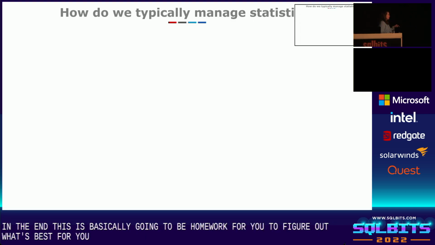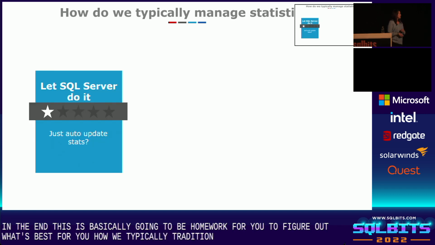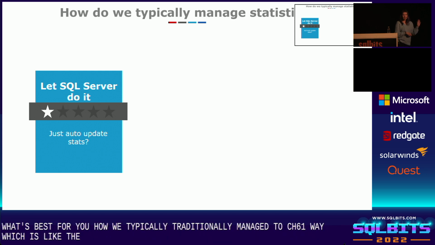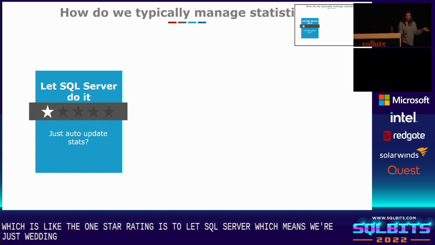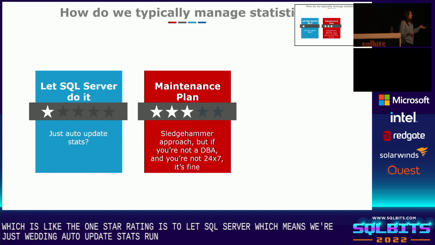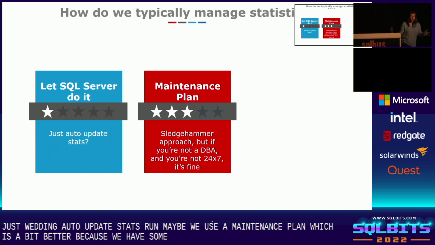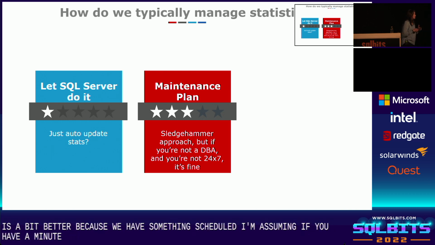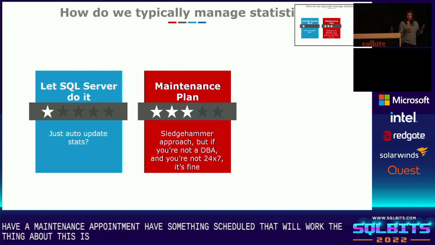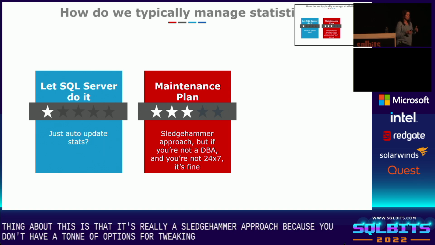How we typically, traditionally manage statistics. One way, which is like the 1-star rating, is to let SQL Server do it, which means we're just letting auto-update stats run. Maybe we use a maintenance plan, which is a little bit better because we have something scheduled. I'm assuming that if you have a maintenance plan, you have something scheduled that will work. The thing about this is that it's really a sledgehammer approach because you don't have a ton of options for tweaking when it comes to the maintenance plan.